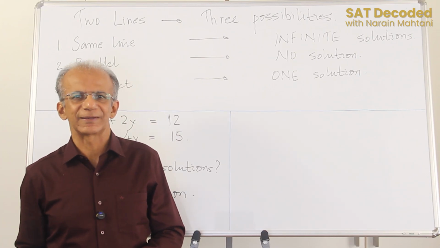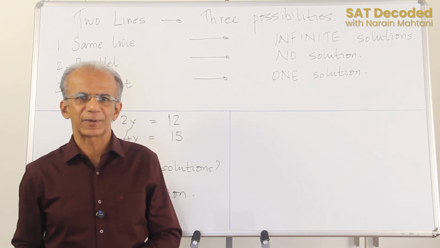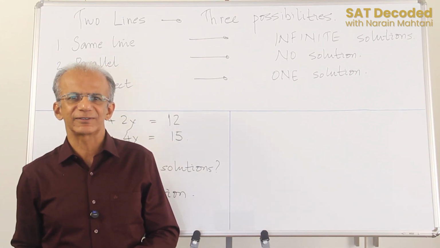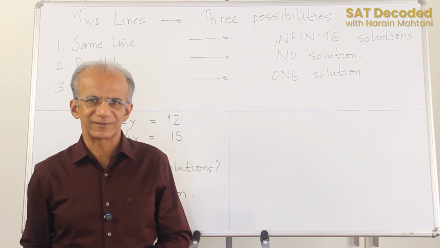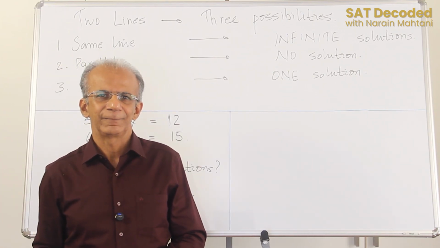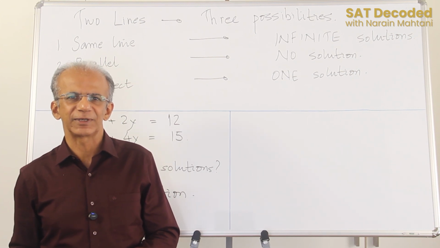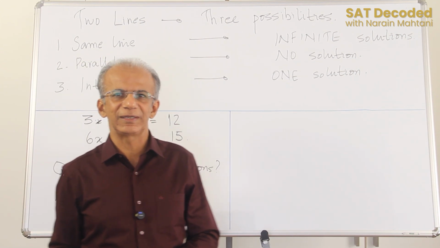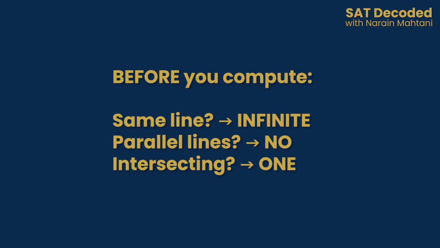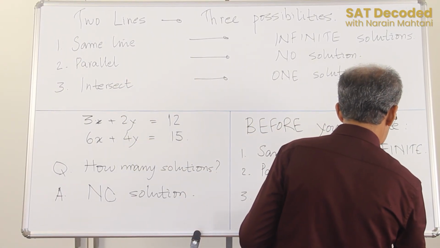But here is the important lesson. Before you begin solving any system of equations on the SAT, before you pick up your pencil and start computing, take 5 seconds to look at the two equations. Ask yourself, are these the same line? Are these parallel lines? Or are these two genuinely different lines that intersect at one point? If they are the same line or parallel, you have your answer instantly with no computation required. Only if they are genuinely different lines do you need to solve. If yes, one solution.